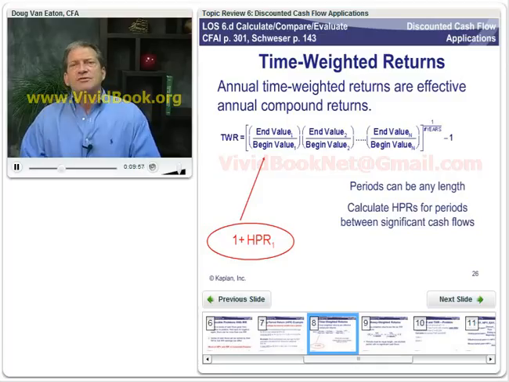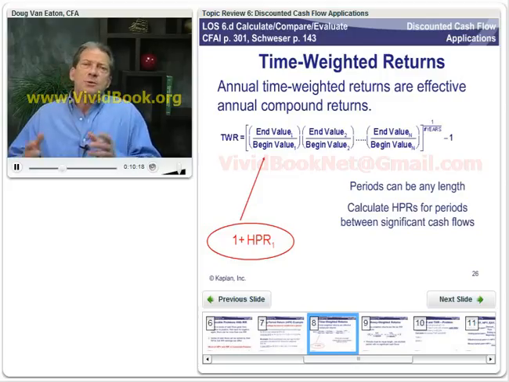So when we have time-weighted returns, what we want to do is take a look at each period during which there's no cash in or out of the account. We just want to measure the performance over the period, the total return, including dividends, interest income, based on those beginning and ending values.